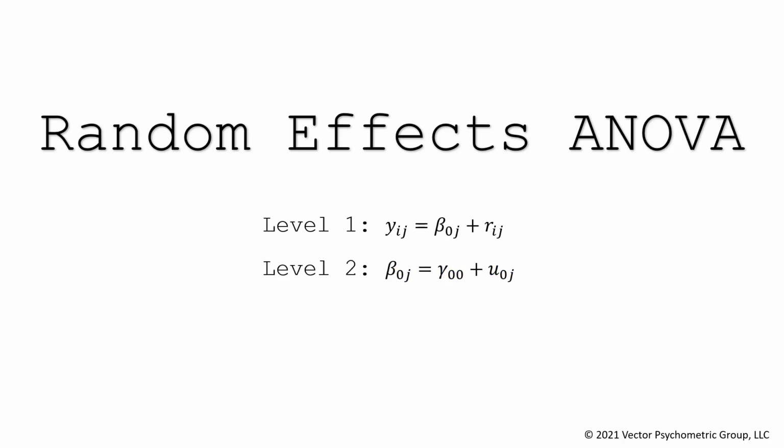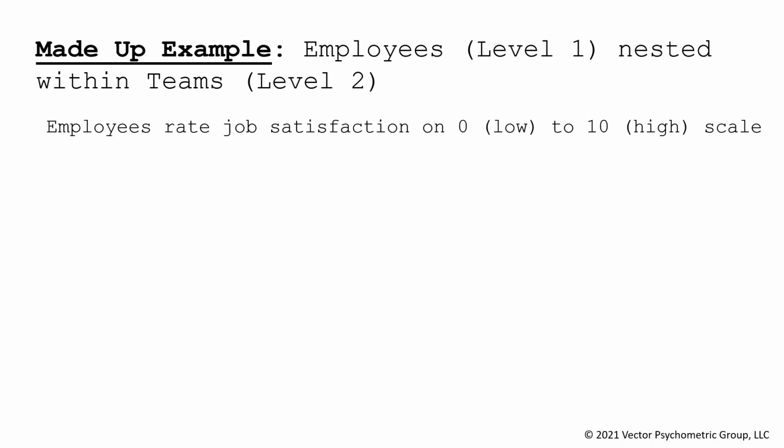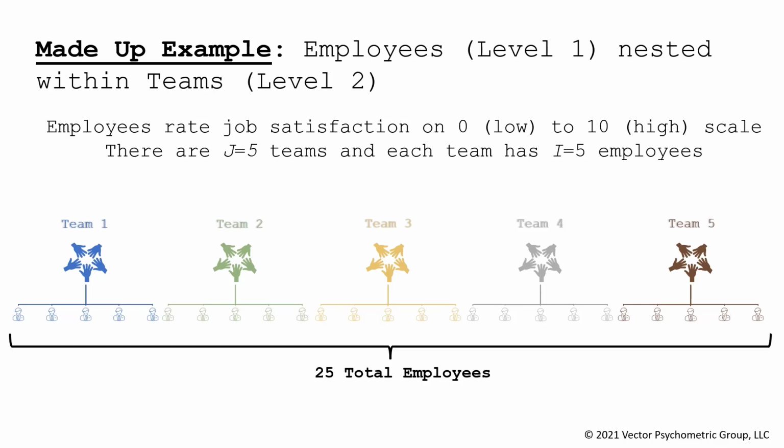To help break down these equations, I'm going to build on a hypothetical example where we have employees at level 1 nested within teams at level 2. In our simple example, we are looking at employees' ratings of job satisfaction on a 0, low, to 10, high, response scale. In this illustration, we have 5 teams, and every team has 5 employees, so there are a total of 25 employees. A really quick note on notation: the text says there are J equals 5 teams and I equals 5 employees.